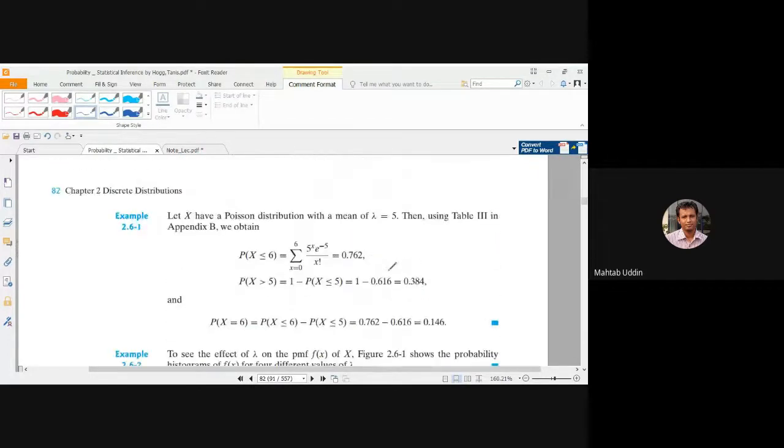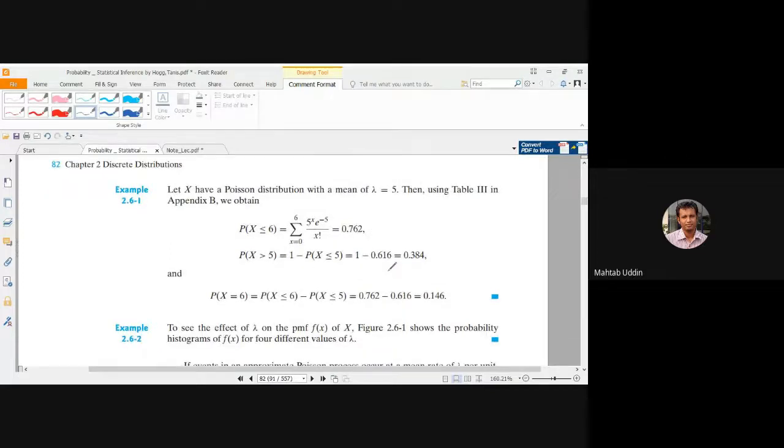I'm going to show only one example now. Leave the appendix. We'll not use it. We'll use the calculator. Let X have a Poisson distribution with mean lambda equal to 5. Use the table, just leave it. If lambda equal to 5, then f(x) is e to the power minus 5 times 5 to the power x by x factorial, x is 0 to infinity. They said x less than or equal to 6.